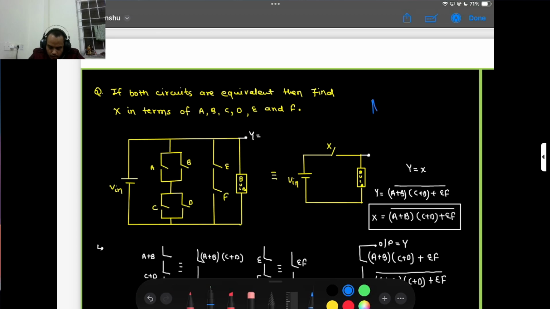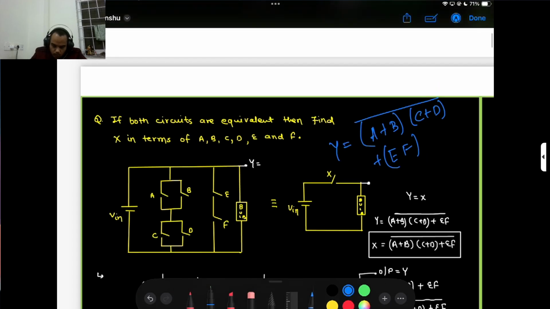So this is nothing but first a plus b into c plus d. If either a, c or a, d is on, then my output bulb will be 0. So I write it this way, plus ef, and if everything is on, this is my output y. Okay, so here is my output.